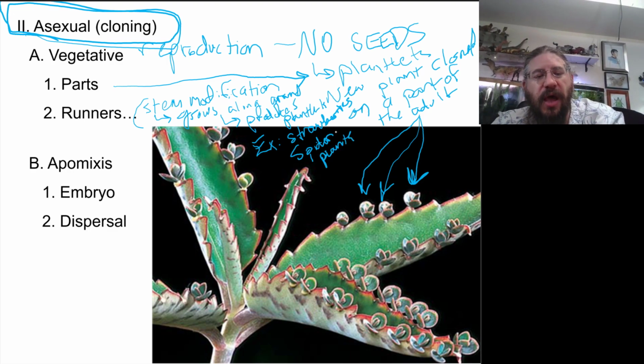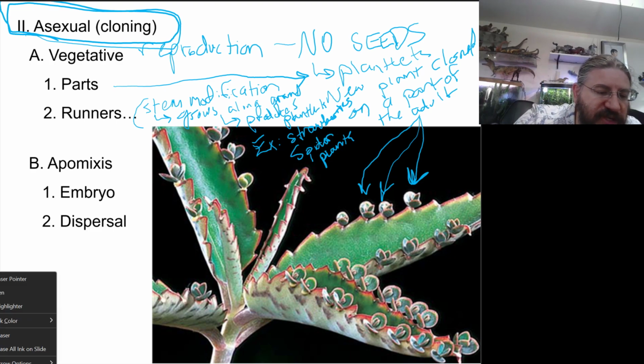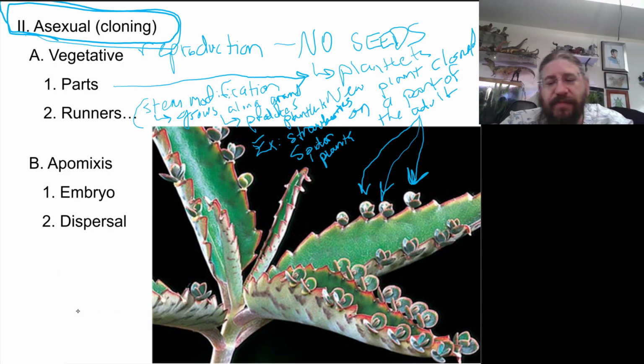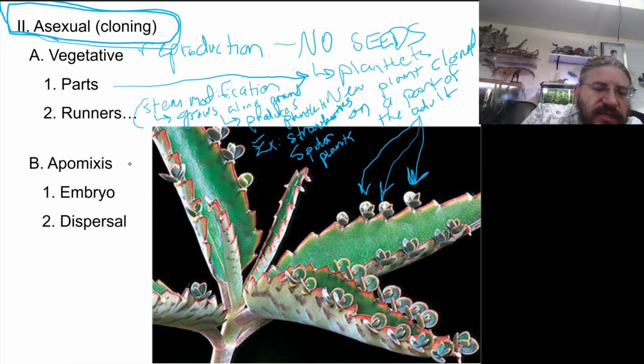So that's runners. They are still part of vegetative reproduction, cloning that doesn't involve seeds. So all this emphasis on no seeds might give you a clue on the next type of cloning that makes it separate, and that's apomixis. Apomixis is a subset of parthenogenesis.